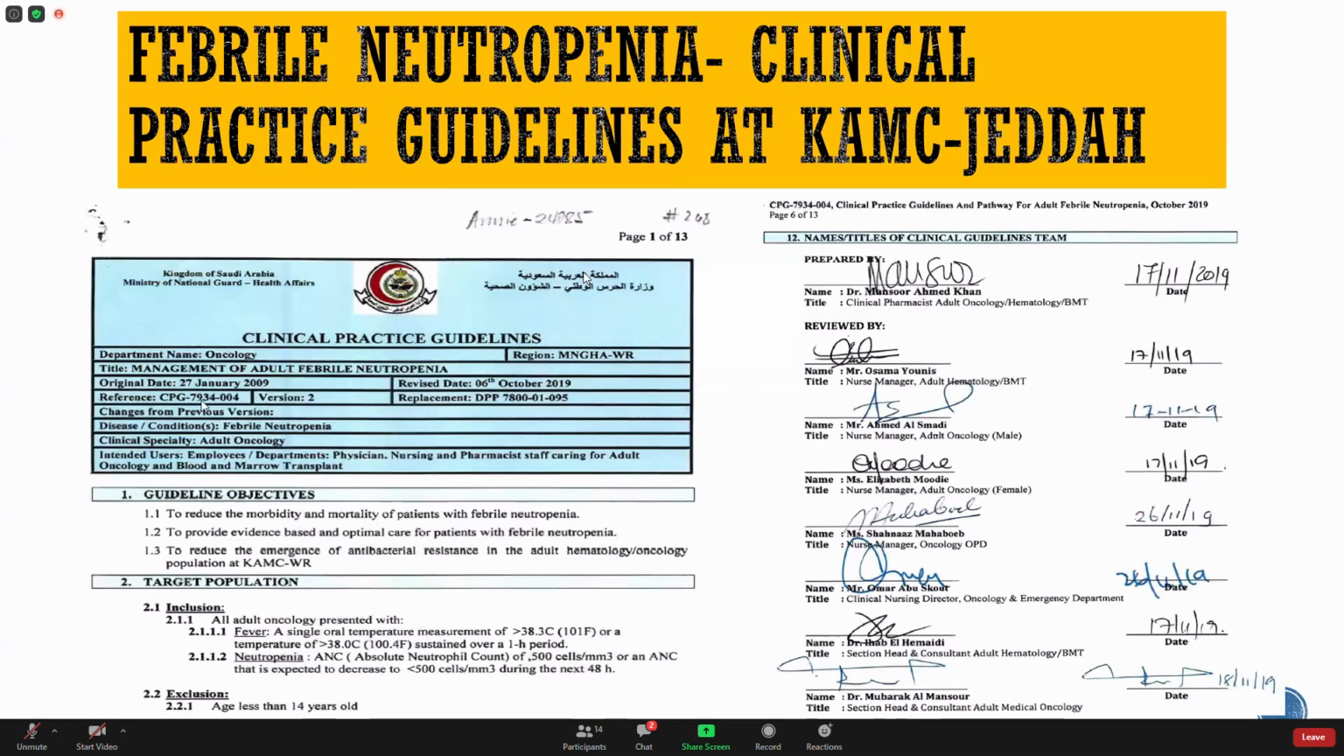So this is the guideline. I just wanted to show you the role of the clinical pharmacist in febrile neutropenia. So who is the primary author in writing the febrile neutropenia guidelines for our institution? It's one of the clinical pharmacists, the one who is presenting febrile neutropenia to you right now.